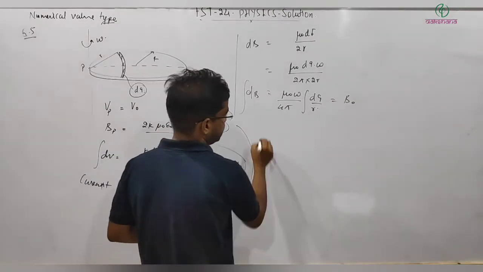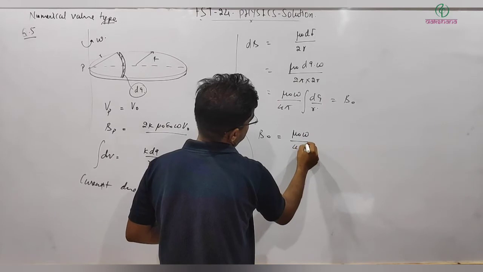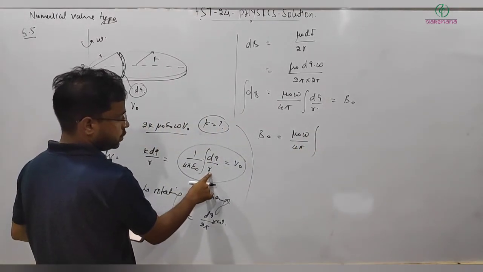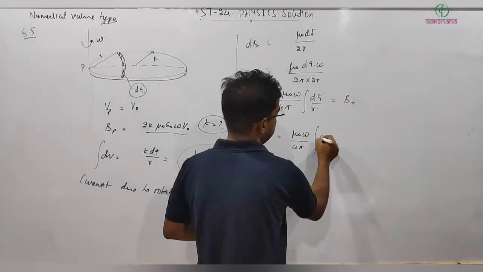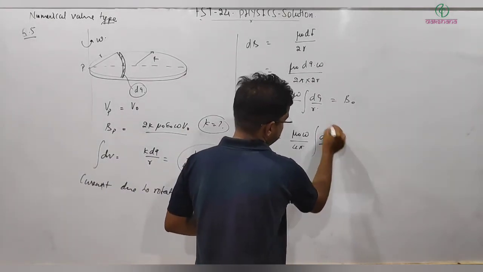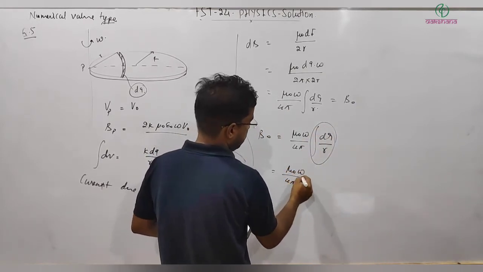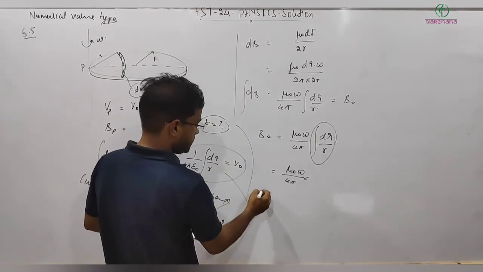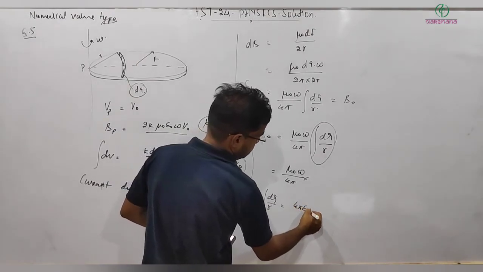So this implies B naught is equal to what? Mu naught omega by 4 pi and the integral of dq by r, which is equal to 4 pi epsilon naught into V naught. So the integral of dq by r, we know this value: mu naught omega by 4 pi times this value. From here I can write the integral of dq by r is equal to 4 pi epsilon naught into V naught.